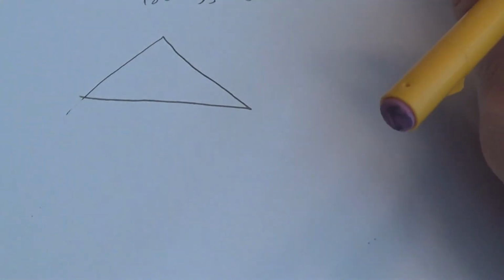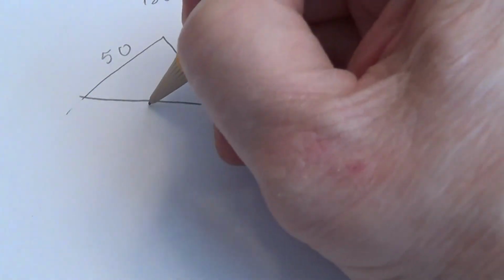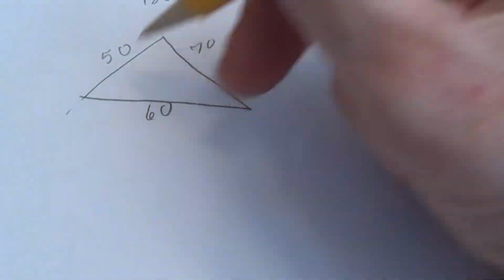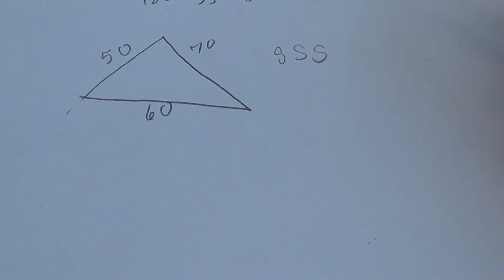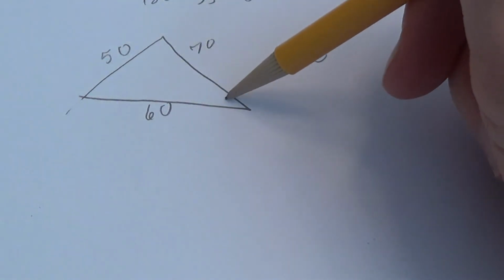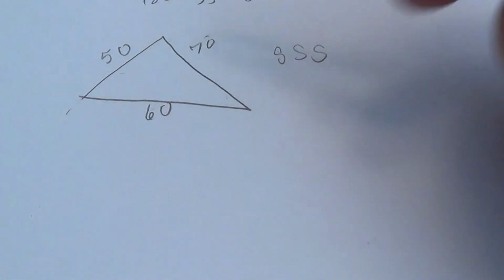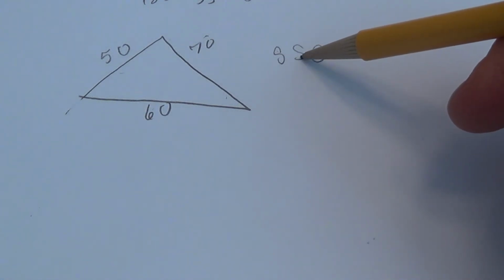And say I have a triangle where I know all three sides. Suppose I have 50, 70, and 60. And I don't know any angles. So that would be a side, side, side situation. When I have that, there's no pairs. I don't know this side and the angle opposite or any others as well. So I have to use the law of cosines.